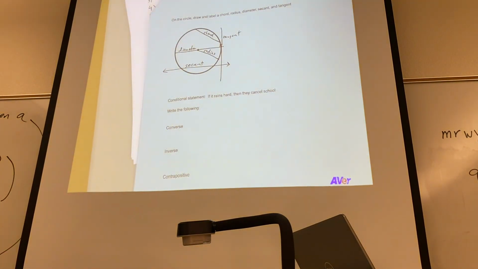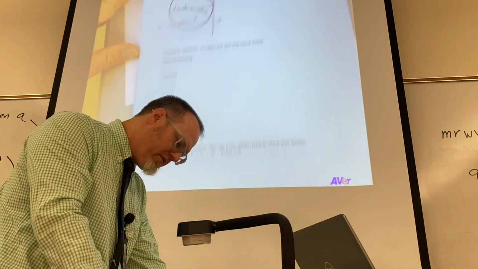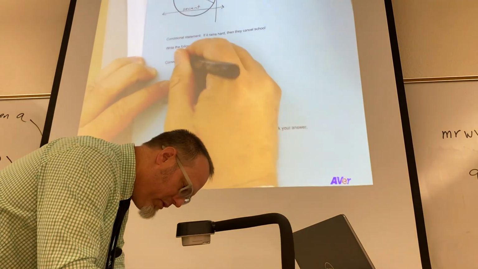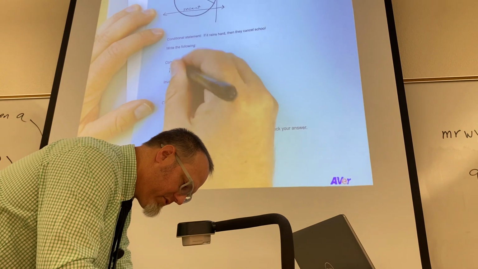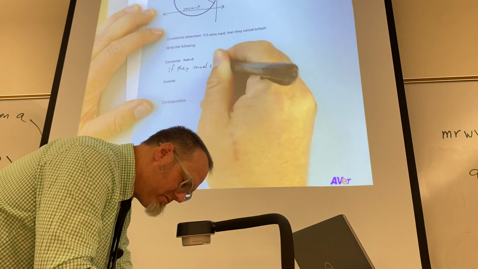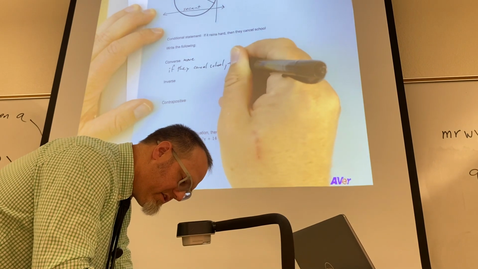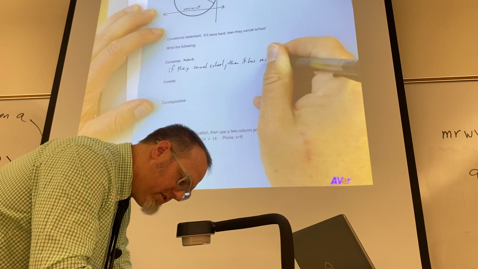Okay, my conditional statement: if it rains hard, then they cancel school. Following that, the converse is where we move them. So if they cancel school, then it has rained hard.